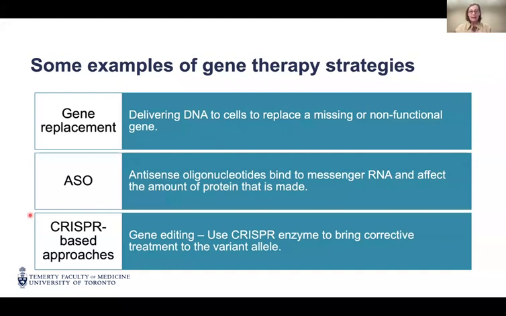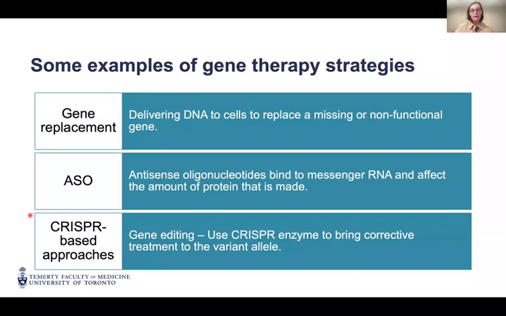Second, ASO stands for antisense oligonucleotide. And what that means is that the sequence of the nucleotides is the exact opposite of the mRNA that is making the protein. And so when you add in those nucleotides, they stick to the RNA and they can either increase the amount of protein that's made from that RNA or decrease the amount of protein that's made from that RNA.